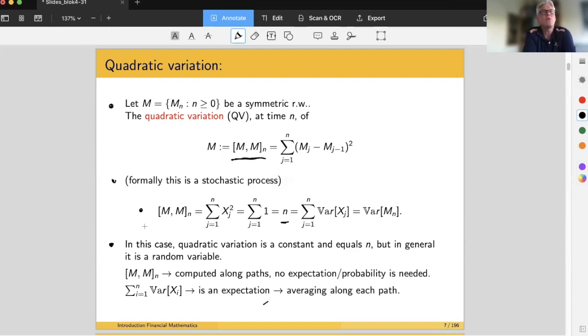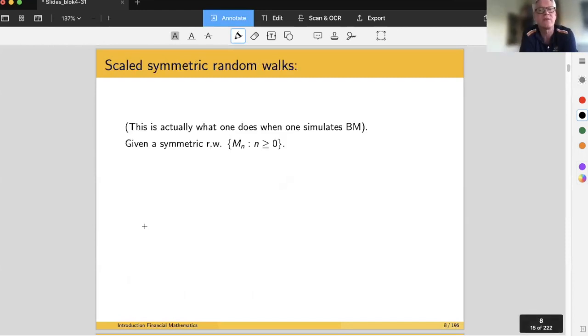So now we have understood quite a few properties of the symmetric random walks. We have seen independent increments, zero expectation, variance equal to the time interval, and the quadratic variation equal to the time interval as well. And we have seen the martingale property. Now let's go one step further and see if we can rescale such things. So we're going to look at a scaled symmetric random walk. And this is actually what one does when one simulates a Brownian motion. So we take already a step towards simulation, implementation in a computer. We will see that a little bit later on. But the symmetric random walk also forms the basis for the numerical simulation of a Brownian motion.